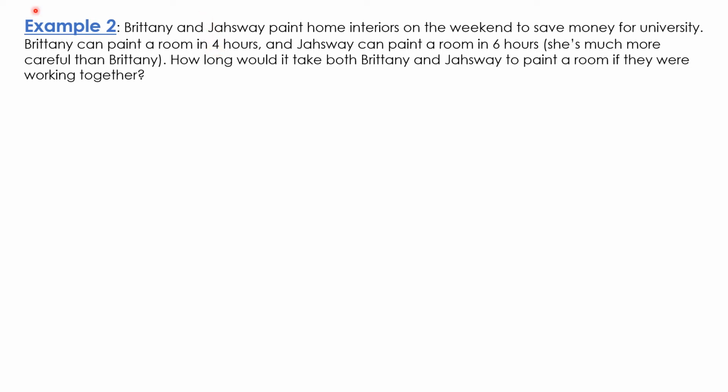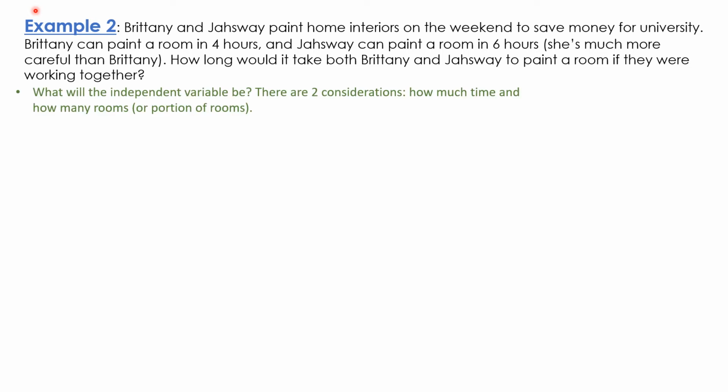So let's get some points to look at here. What will the independent variable be? There's 2 considerations: how much time and how many rooms, or portion of rooms. Those are the 2 things we're talking about in this question. What do you think? T, yeah. Usually when you have time, it's going to be your independent. So we'll use T to represent time in hours.